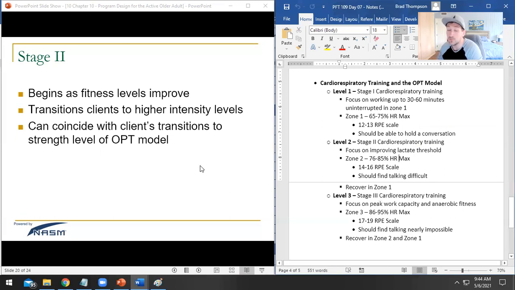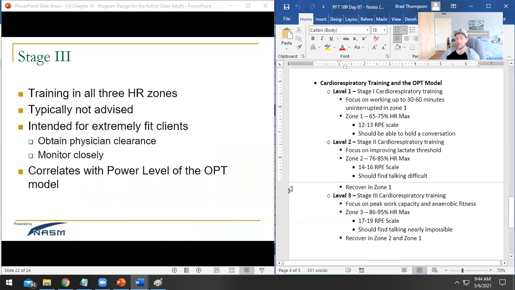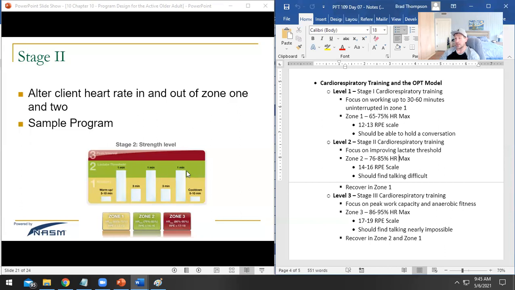And then we recover in zone 1. So we maybe do a little bit of interval training there, but not high intensity interval training. We're just really introducing it, right? So here's a really good example program. You would warm up for maybe 5 to 10 minutes, and then you would do 1 minute above that lactate threshold. So you are bringing the intensity up and creating lots of lactic acid. Then you're dropping down for 3 minutes to recover, back up for 1 minute, down for 3 minutes, just alternating back and forth there, right? And then we're going to cool down for maybe 5 to 10 minutes. So that's our stage 2 style program, if you want to think of it that way.